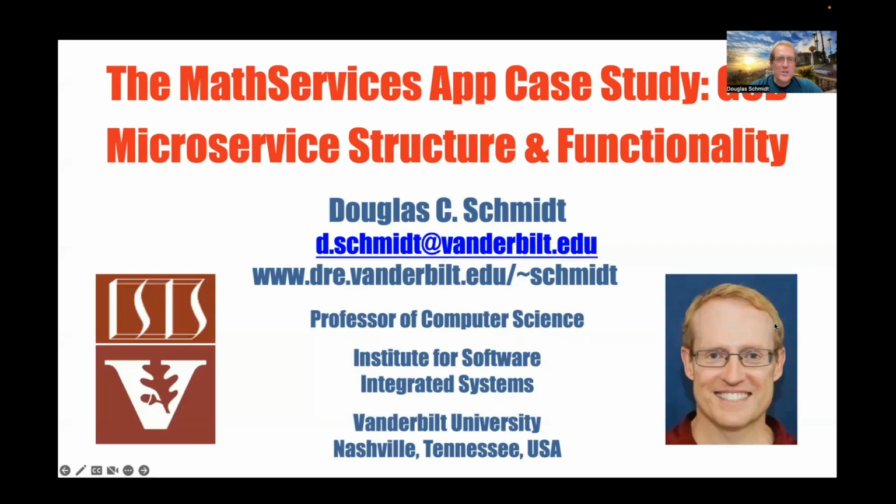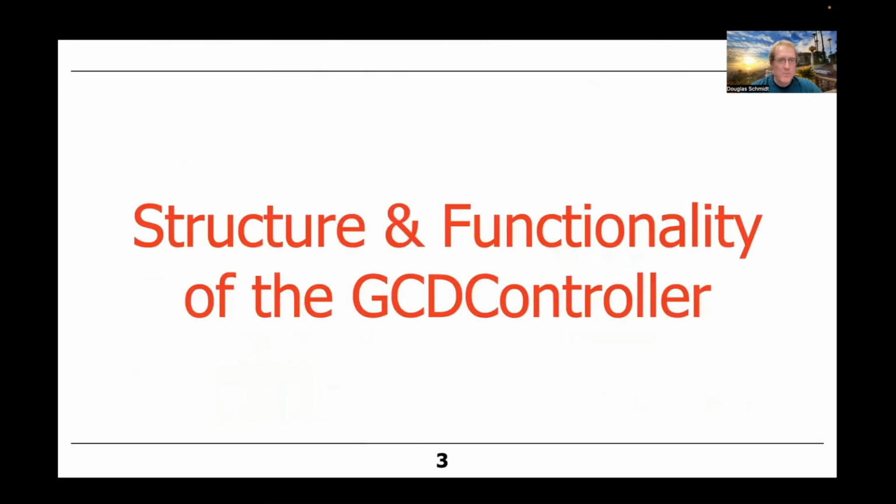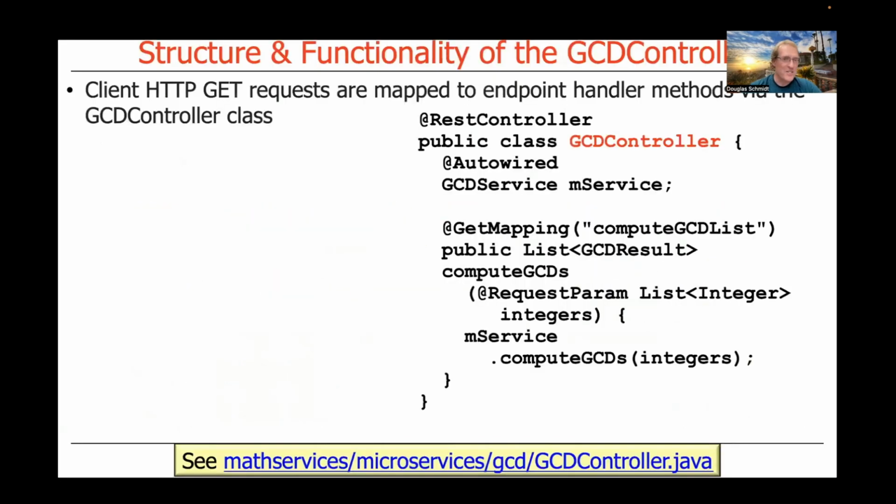So we're now going to turn our attention to the implementation of the GCD microservice, which is, as you might expect, a little different and actually quite interesting. And it uses a different concurrency mechanism. So this time we're going to show how to implement the GCD controller and the GCD microservice implementation using Java parallel streams. And it'll give us a chance to compare and contrast those two approaches.